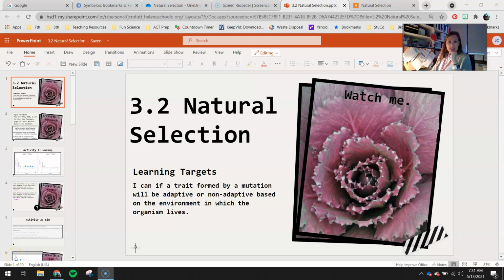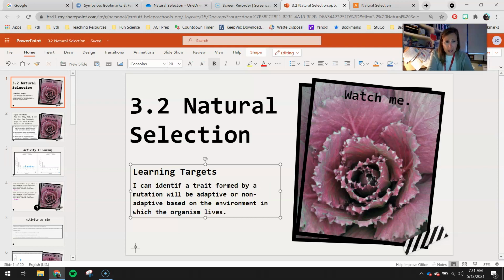Hey 7th graders, today's assignment is 3.2 natural selection. Your learning target: I can identify if a trait formed by a mutation will be adaptive or non-adaptive based on the environment in which the organism lives.